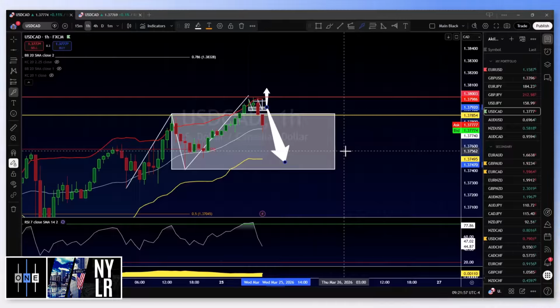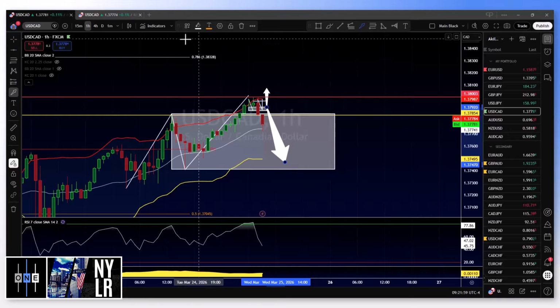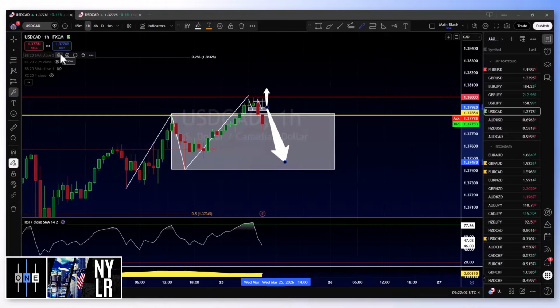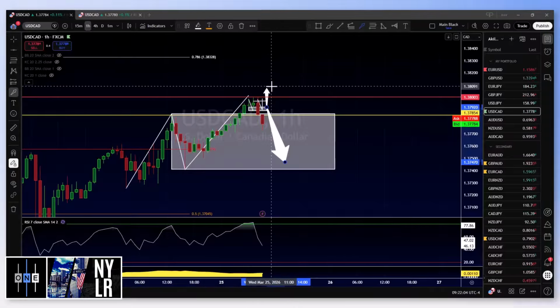What are the things that you like? Do you like Bollinger Bands? If yes, you can use them. If not, boom, erase them. Do you prefer a moving average? Do you like a MACD? Do you want to use a stochastics instead of an RSI? You can use any of these things, right?